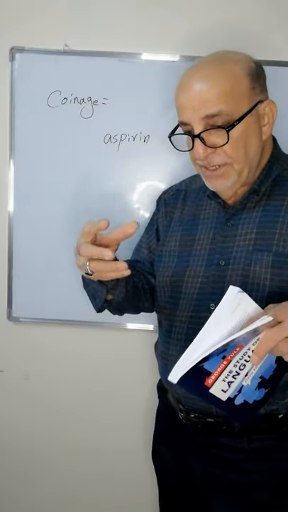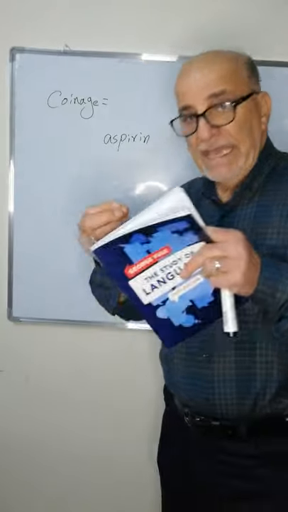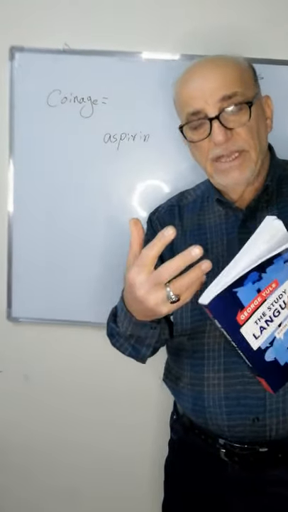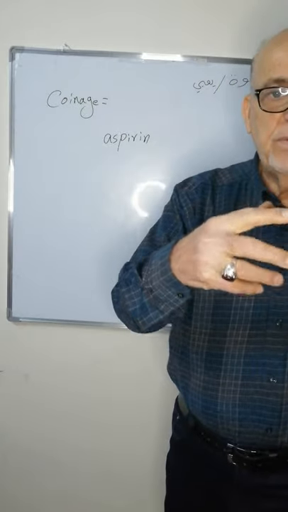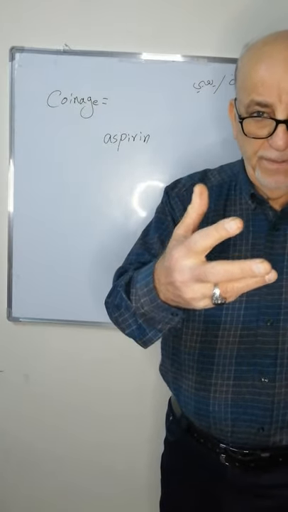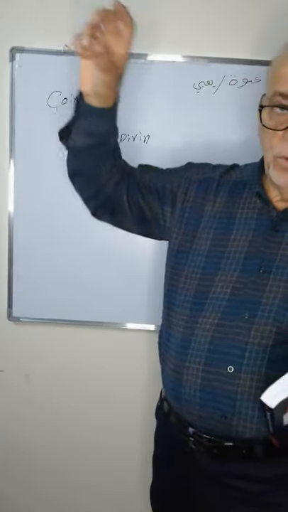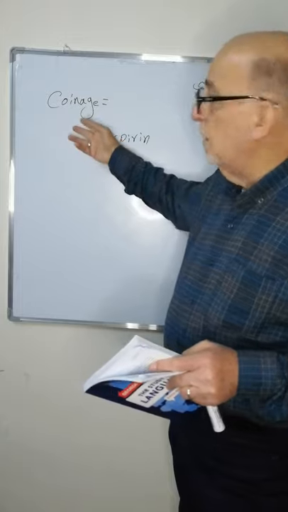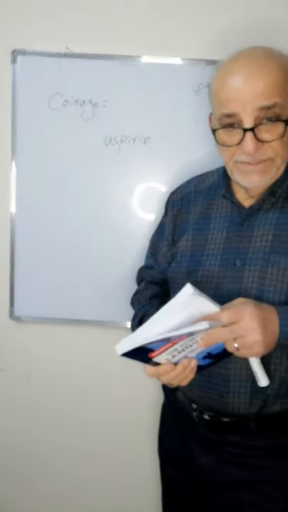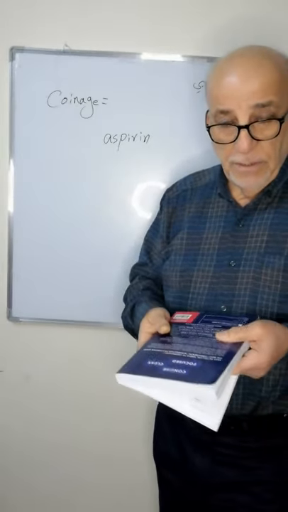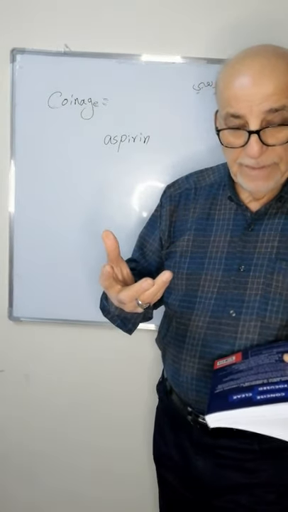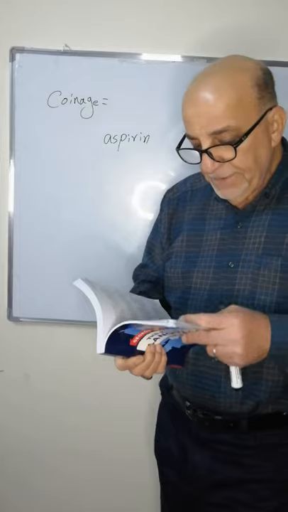So coinage is the invention of a new word, and that new word is used as a name for a new product. We already have the product, and then we give it a name. The process by which we give that name to the product, we call coinage.